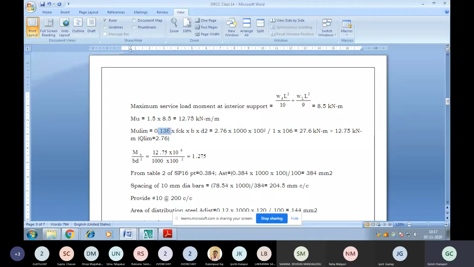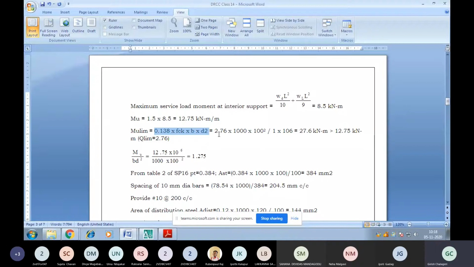And for 0.138 FCK, we know it is M20 grade concrete, and B is per meter, 1000 mm. We want to know the depth here. We already have a given depth, but let us substitute the value of D. The capital D is 120 mm, the given thickness, and small d will be 100, taking 15 as the cover and half of the bar diameter. So let 20 be the total cover, and 100 will be the effective depth.